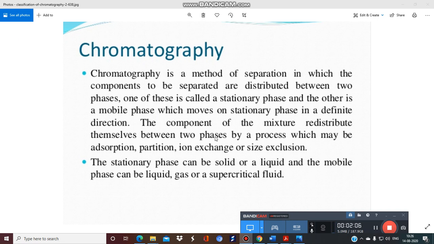I am requesting you again and again, please go for video number 1, part 1 of chromatography, then part 2, then after part 2 you will watch the video of adsorption and partition. Only then will you be able to understand this classification of chromatography. So I again request you to go and watch those 4 videos again. So let's start.